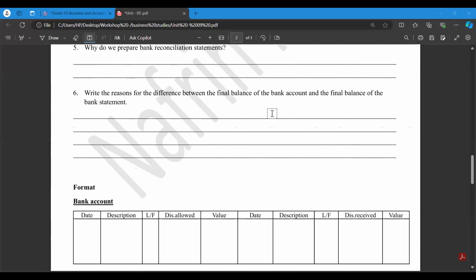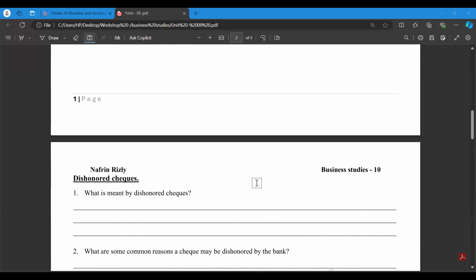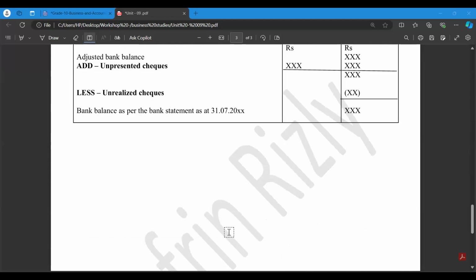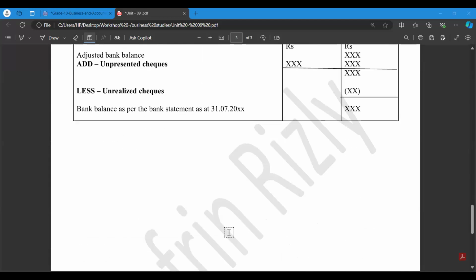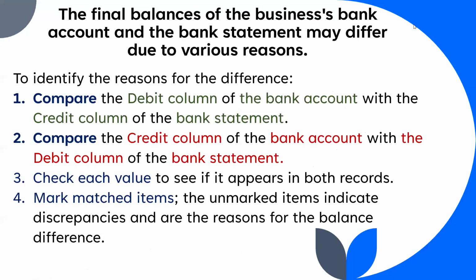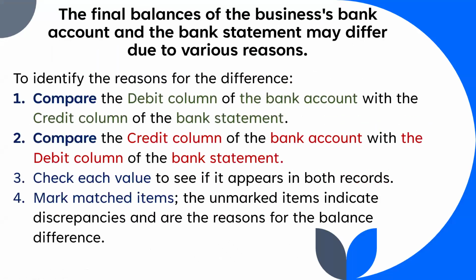Okay, so we have just one more question to complete here, which is: why do we prepare a bank reconciliation statement? I hope you're done with all of the questions so far, right? Okay, so we know why differences occur, right? We know why the differences take place between the bank statement and your bank account. So what we do to identify the differences and sort things out is go through these steps. I'm going to explain them and show you how things work and how to compare things.